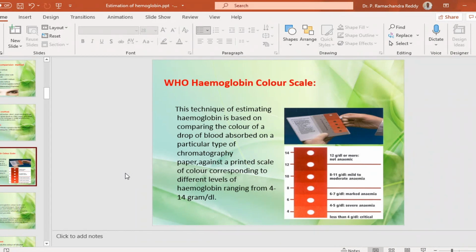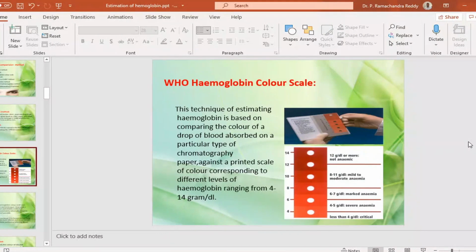So this is a task I'm giving you. You have to be sure that you are doing it, right? Is everyone clear with this WHO hemoglobin color scale? Yes, sir.